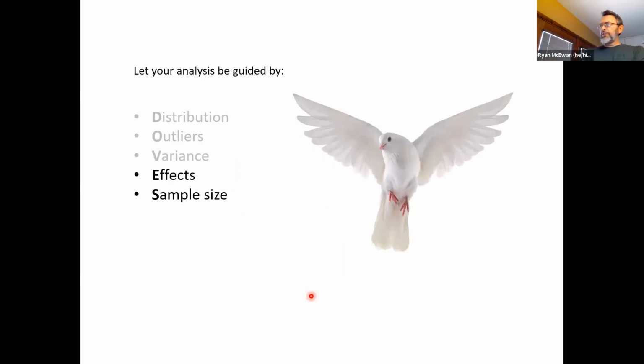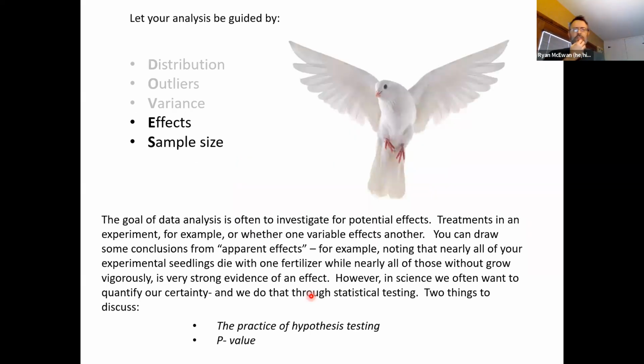So if we're going to estimate effects, the goal of data analysis is often to investigate your potential for effects. If I get one drug, you get a different one. You know, drug efficacies, fire in a prairie, or whatever it might be. Antibiotic treatments. Treatments in an experiment, for example, or whether one variable affects another.